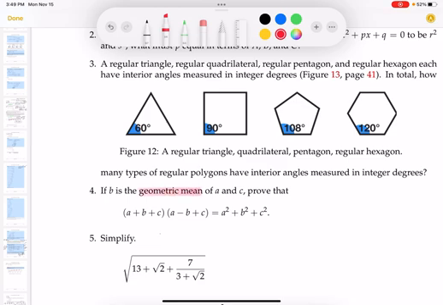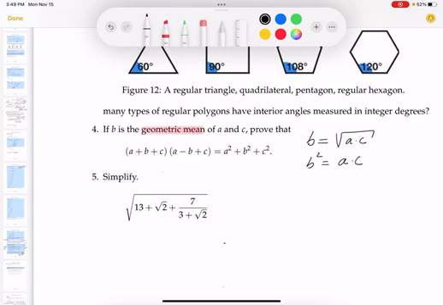So they say B is the geometric mean between A and C, which means B is the root of A times C, which means that B squared is equal to A times C. All right, so what they want to do is show that this would give me this, with the understanding that this is a given.